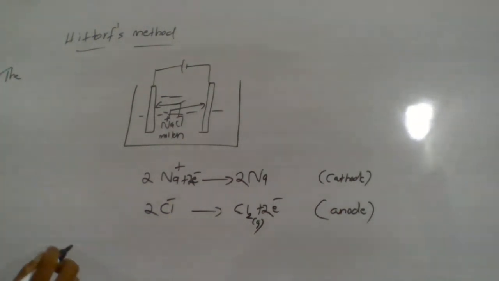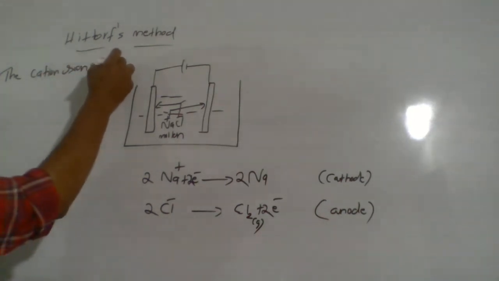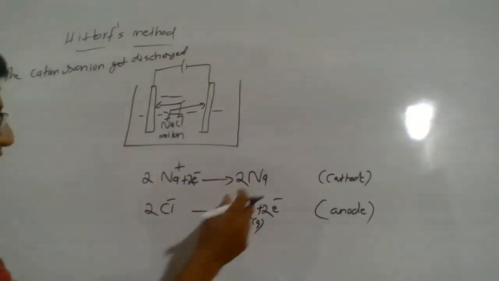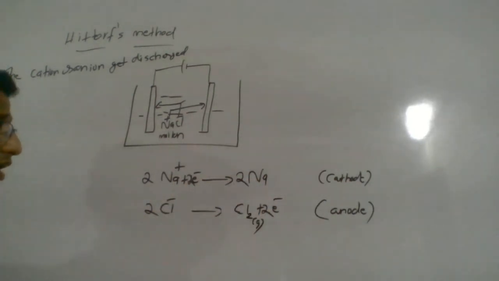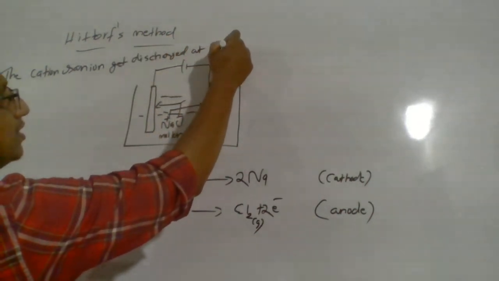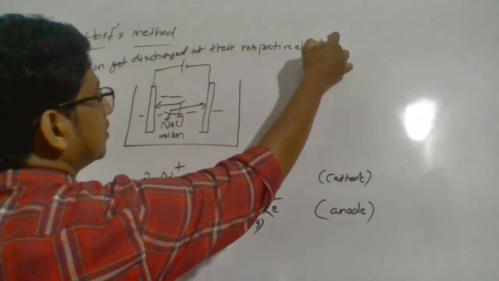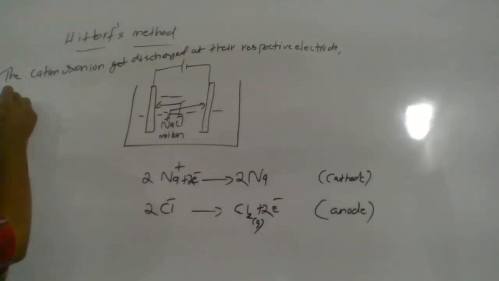The cations and anions get discharged. After discharging, they produce some substance: sodium metal will be formed at the cathode, chlorine gas will be formed at the anode. So the cations and anions get discharged at their respective electrodes in equivalent amounts.